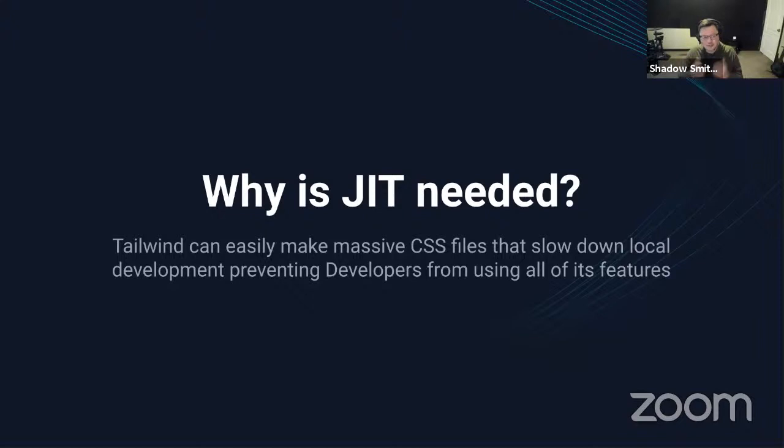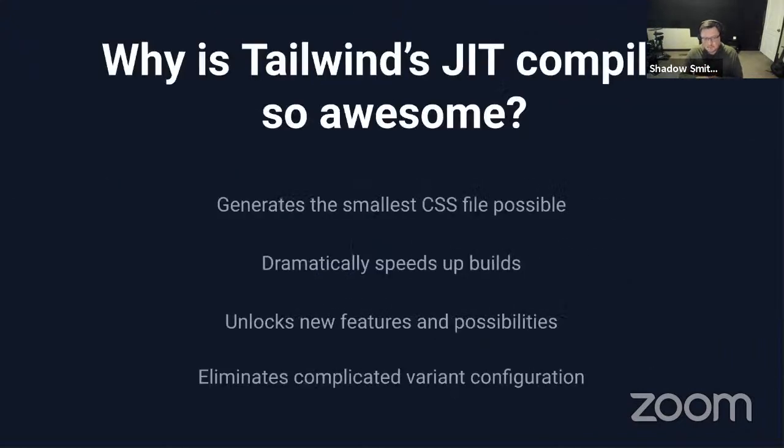So why is JIT needed? Like I said, Tailwind can easily make massive CSS files that slow down local development, preventing developers from using all of Tailwind's features. And why is Tailwind's JIT compiler so awesome? Well, in development and production, it will always generate the smallest CSS file possible. It dramatically speeds up Tailwind builds locally.